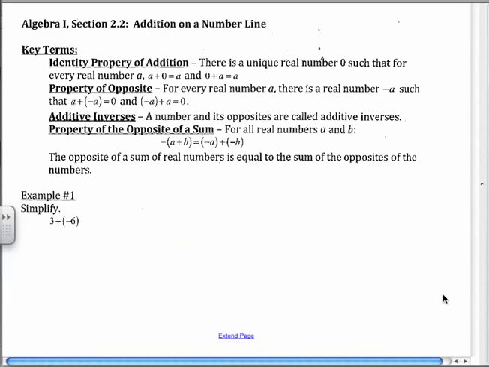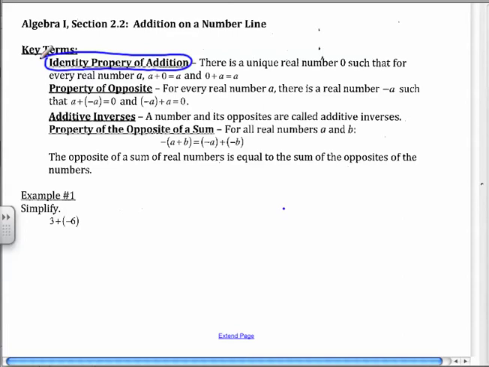Okay guys, addition on a number line, and we're really just talking more about addition, some more rules of addition, some things that we want to be familiar with. Now looking at these properties, first off, the identity property of addition. Basically this says if we add 0 to a number, we get that number. Anything that we add to 0 is that number.